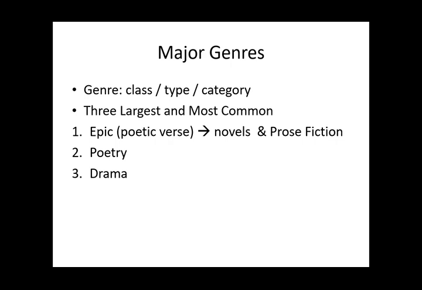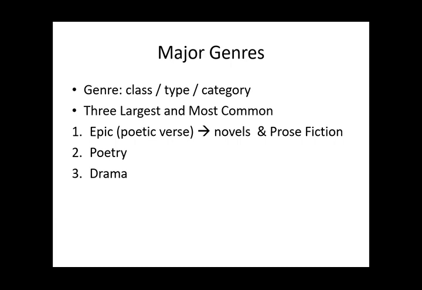So let us start with the description of major genres in literature. First off, you need to know what genre is. Genre can be defined simply as a type, a category of literary works, or a class of it. You don't pronounce it like "genre." That is not the correct pronunciation because this is a word derived from the French. So you say it like the French do, genre. There are three largest, most common genres.